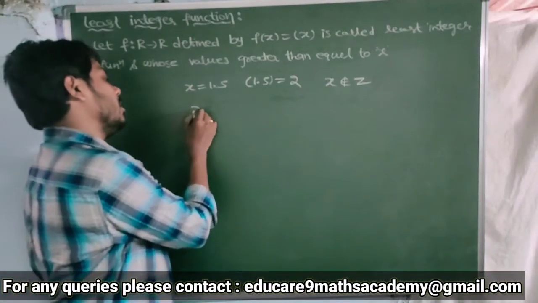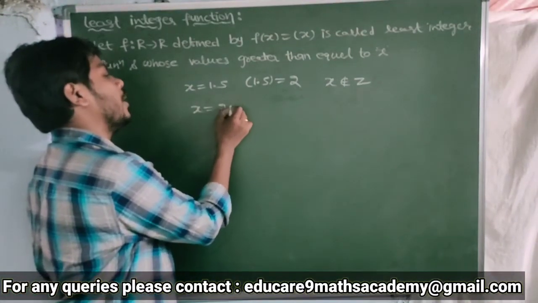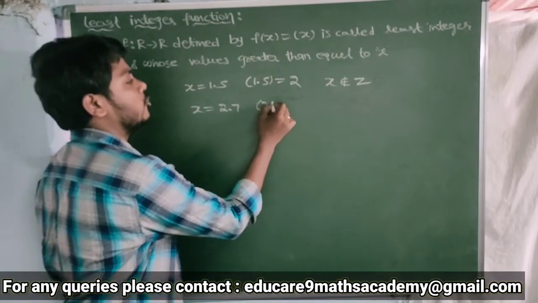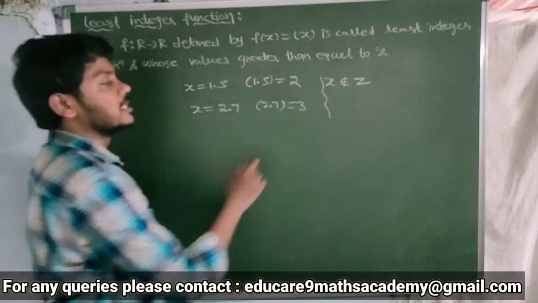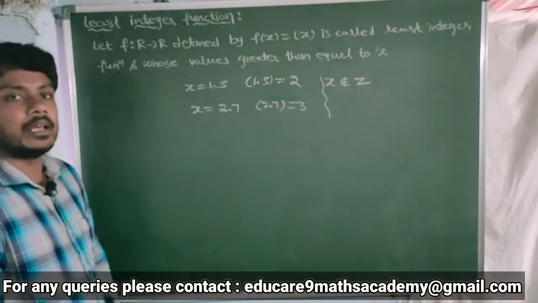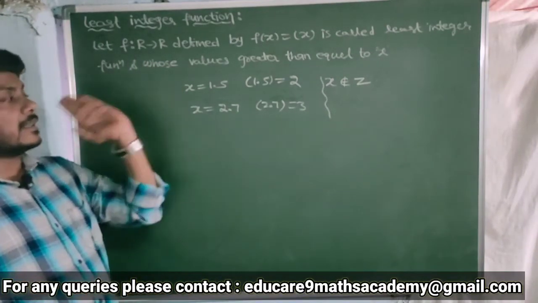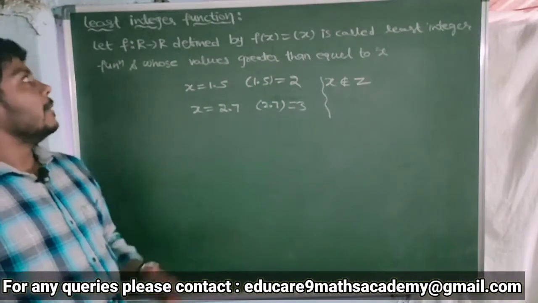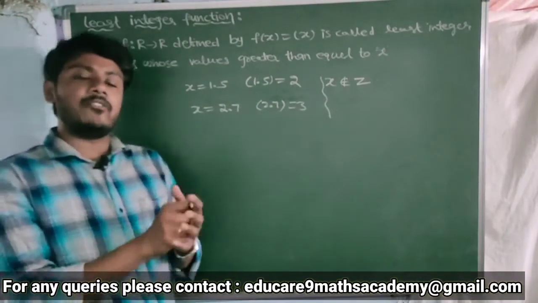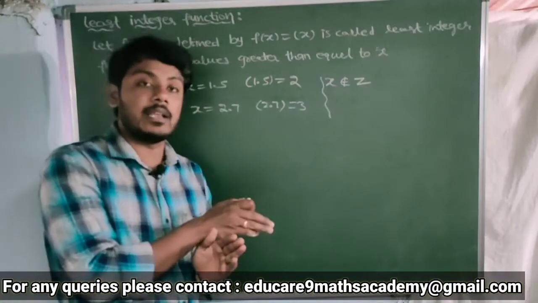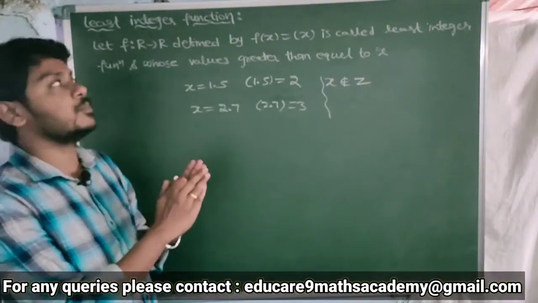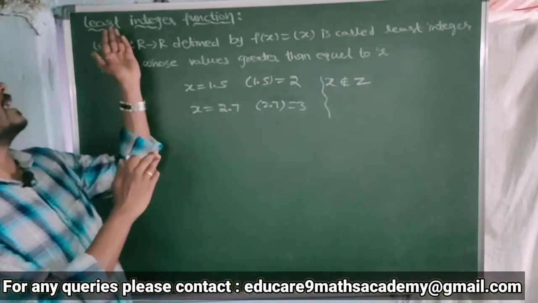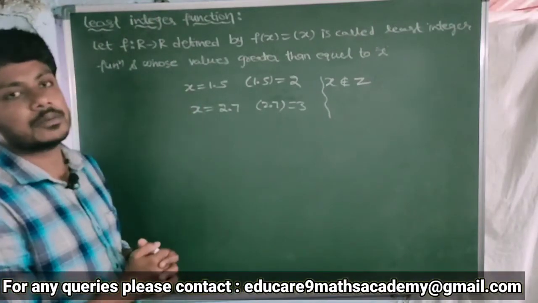For example, x is equal to 2.7. Now bracket of 2.7 is 3. So if x does not belong to Z, then the value is greater than x. But in the greatest integer function, the value is less than x. But here, the value is greater. So that is the difference between the greatest integer and least integer function.